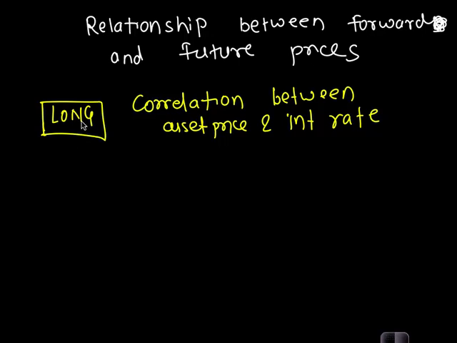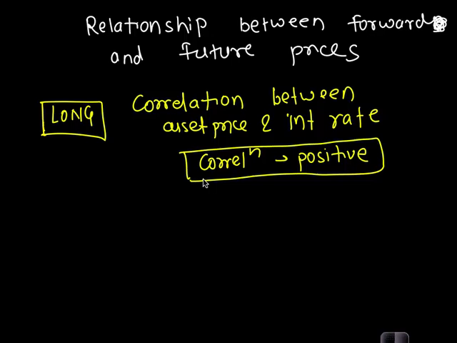I'm thinking from the perspective of long, and I'm assuming that correlation is positive. So what is the meaning of correlation is positive? When the value of the asset goes up, that is the time when interest rate will go up.